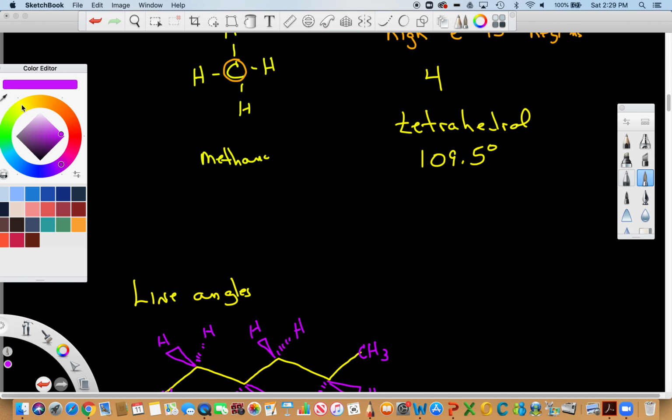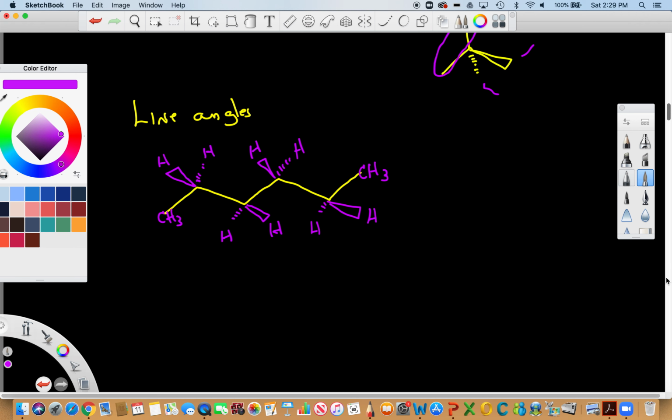Because tetrahedral, in theory, is this shape, a three-legged stool with a flagpole, where two of them are in the plane. These two bonds are in the same plane. One's coming out, one's going back into the board. And that's what I'm trying to show with a line angle diagram.